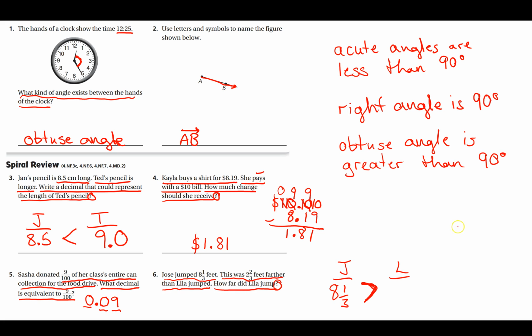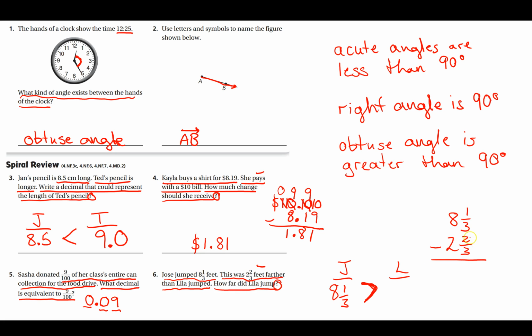So that helps me when I'm looking at the two numbers that they did give me, 8 1/3 and 2 2/3, to figure out what kind of computation I need to do. If I need to get a smaller number, I'm most likely going to need to subtract. So we have 8 1/3 minus 2 2/3.